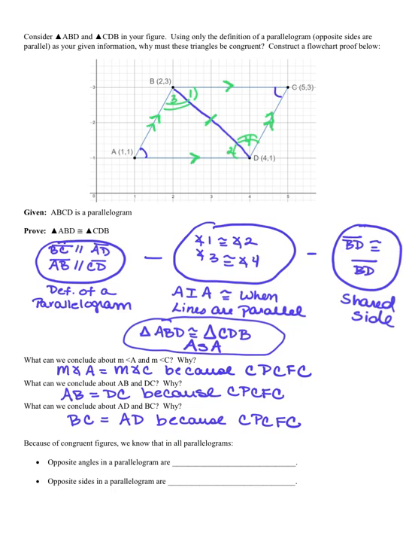Because of congruent figures, we know that in all parallelograms, opposite angles are going to be congruent and opposite sides will also be congruent.